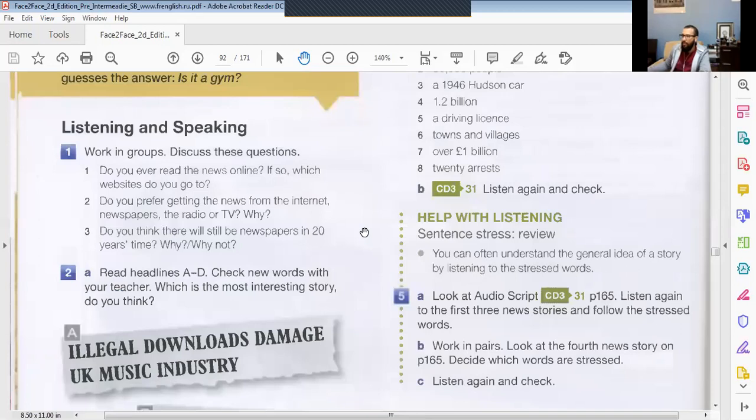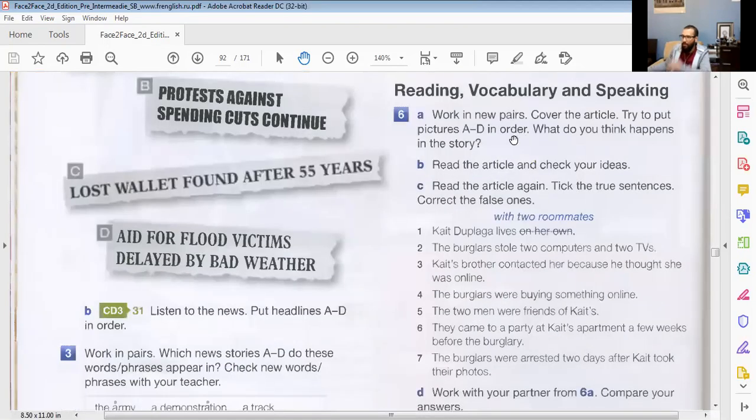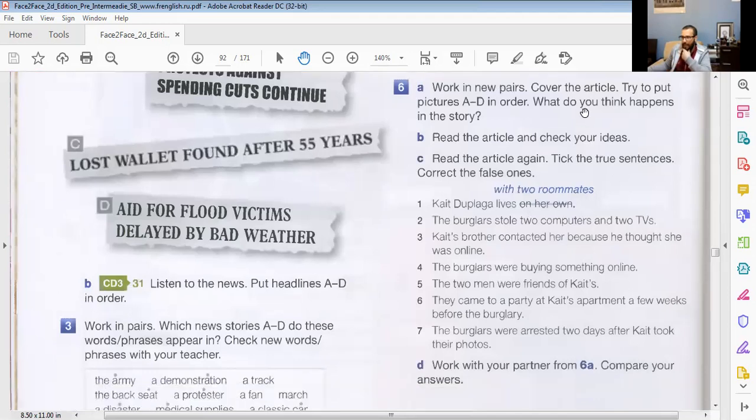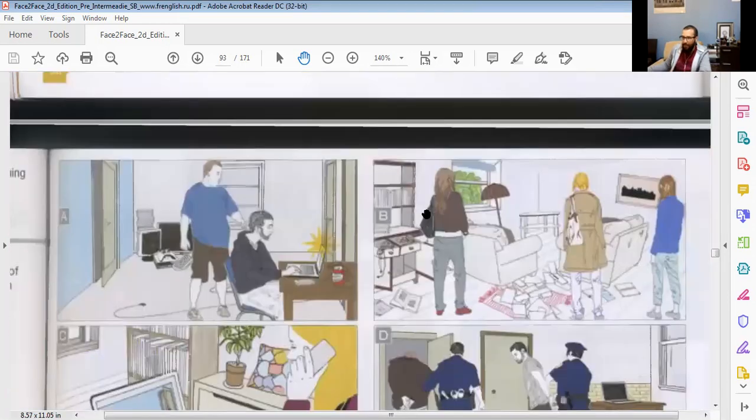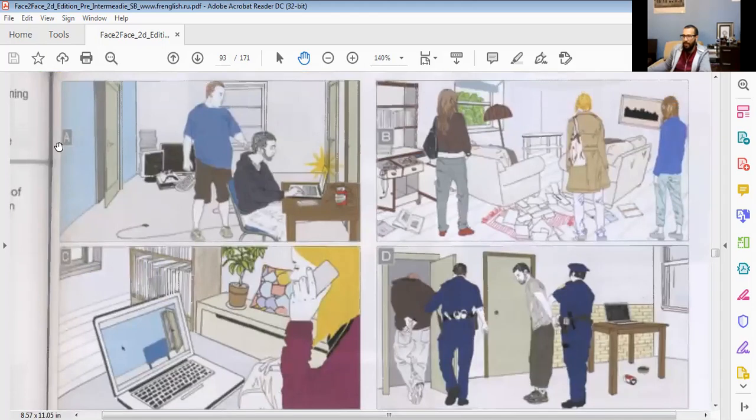All right, so now we're going to read this article. If you find any new words, just try to guess them. Don't worry too much about them. But here it says, try to put pictures A to D in order. So they want us to do this little exercise before we read. Remember, we don't know anything about the story, but we just want to look at these 4 photos. Can you see them? A, B, C, D. These 4 photos or pictures. Can you describe to me what's going on in each photo, and if you could put them in some kind of order?